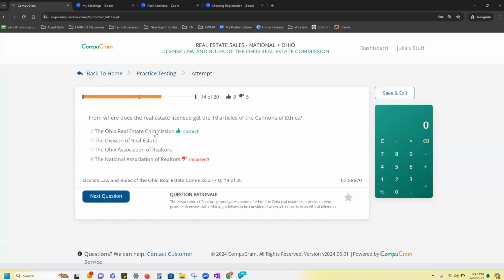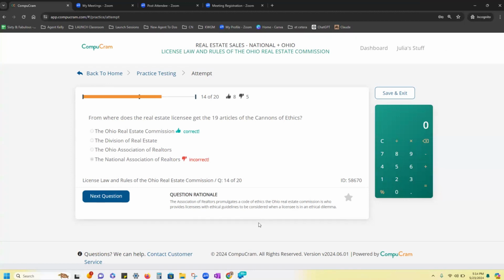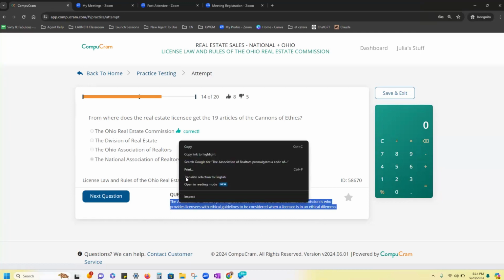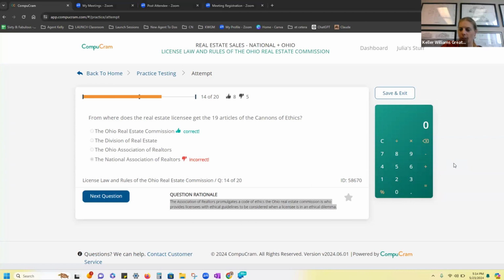A. Okay. So the 19 articles of canons of ethics comes from the Ohio Real Estate Commission, which promulgates a code of ethics. The Commission provides licensees with ethical guidelines to be considered when a licensee is in an ethical dilemma. Canons, commissions. That's how I'm going to remember that one. Canons of ethics equals the Real Estate Commission.